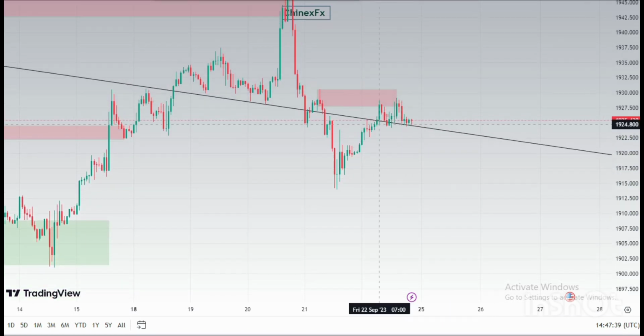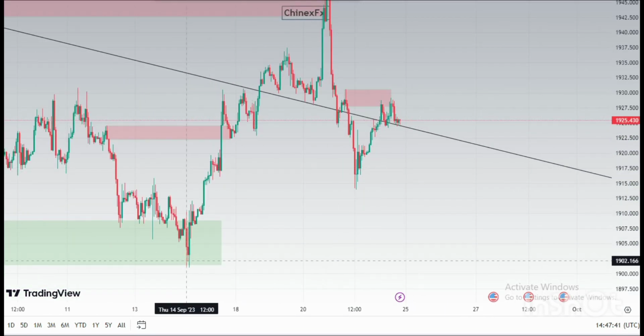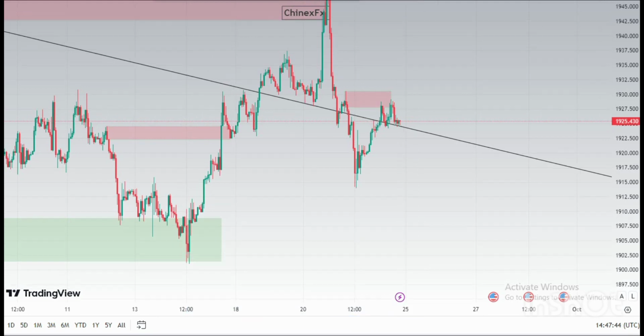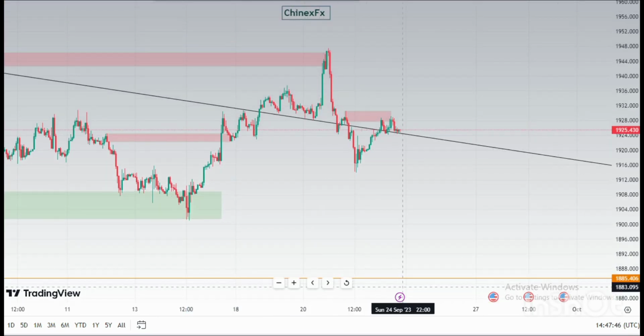So I'm bearish on gold, guys. What do I expect? I expect to see price firstly take this low, and then after that low is taken out, I want to see price still at this level here.